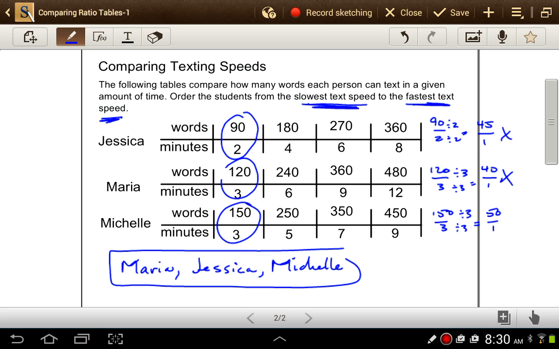So I have to read the question. This one wanted the students ordered, so I had to figure out what the value of the ratio was for each one, and then I compared those to go from the slowest, or the lowest number in this case, to the fastest, which would be the highest ratio.